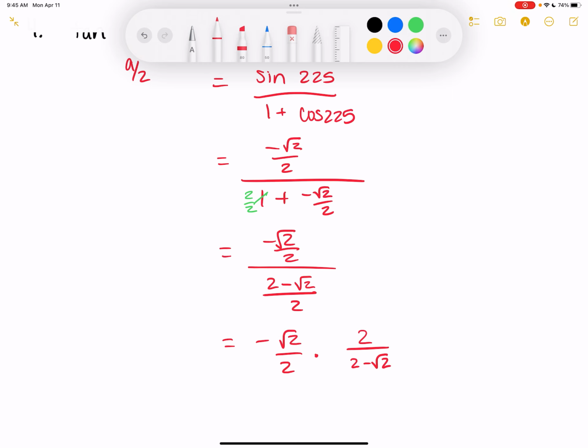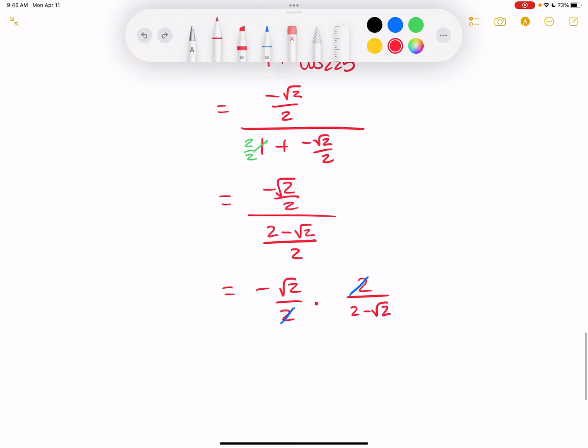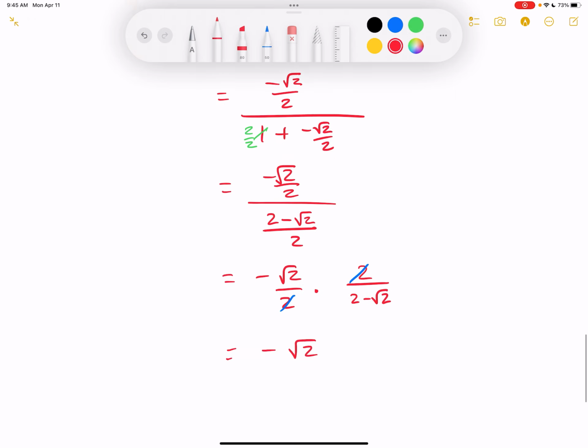No, I cannot. That's why I decided to pause, because I wanted to make sure that didn't happen. So when you get here, the 2's here and here can cancel. Actually, let me do those with a different color. These can cancel. These, however, cannot. Because this one down here on the right is 2 minus root 2, I cannot cancel the 2 root 2's. So this is minus the square root of 2 over 2 minus the square root of 2.